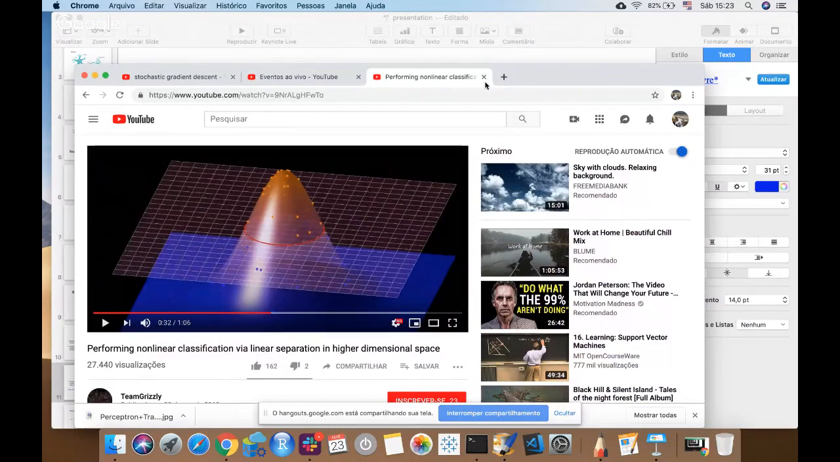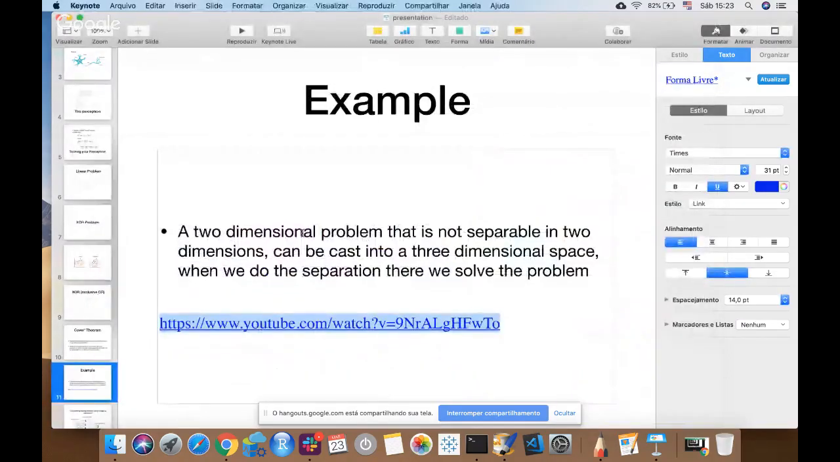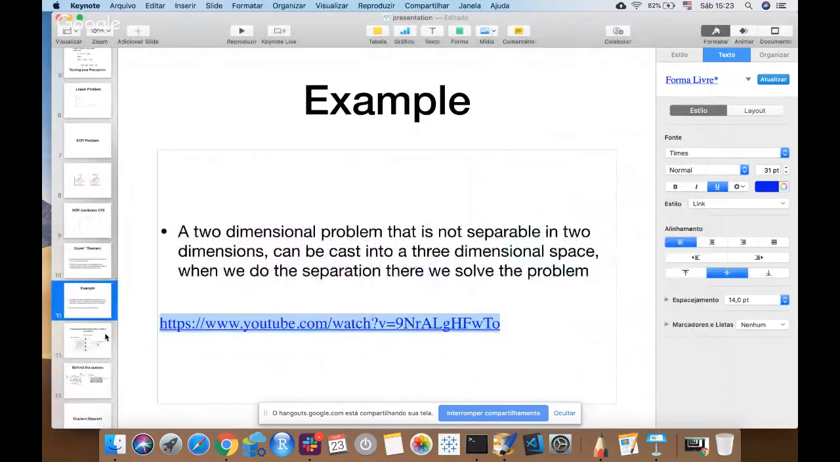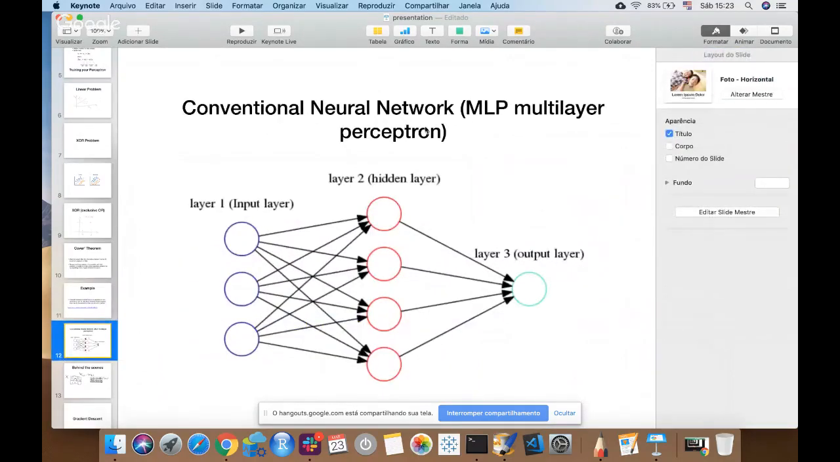So this is what the covert theorem is. It is actually also basic for neural networks. I don't believe it is in your material, but thankfully now you have it. So let's look at an example of a multi-layer perceptron. This is a conventional neural network because it has 3 layers. The conventional neural network always has 3 layers.